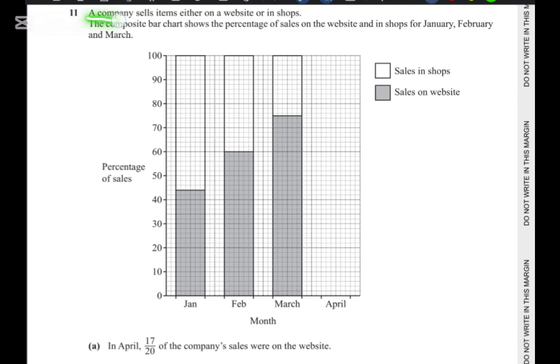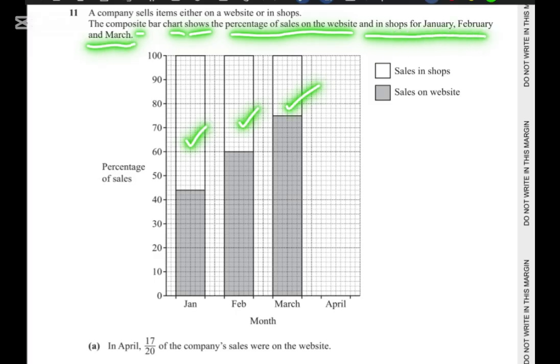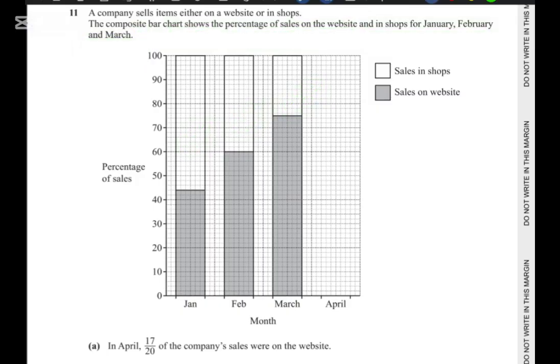Question number 11. A company sells items either on a website or in shops. The composite bar chart shows the percentage of sales on the website and in shops for January, February and March. So this is a composite bar chart where in one bar itself two pieces of information are given. See, this is on the website and this is in shops. Website, shop, website and shop. So these are the 3 months of information given. April is not given.